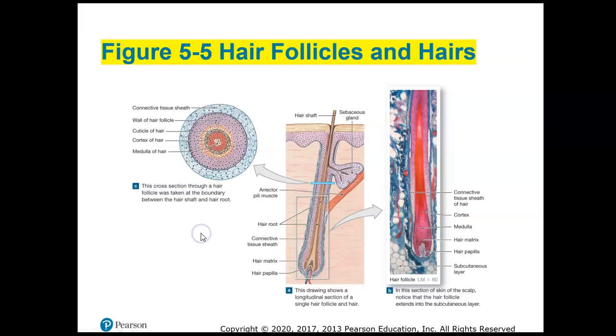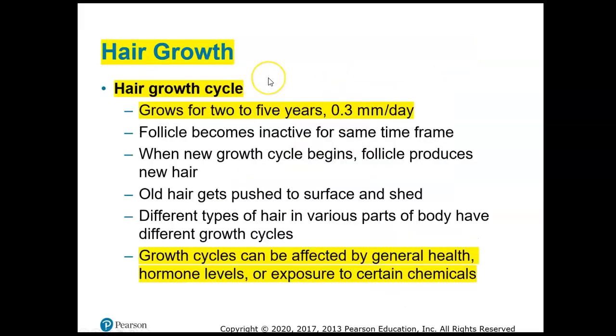As far as the hair growth cycle, we talked about how fast skin cells are shed and replaced. Hair grows for 2 to 5 years, and then it's shed. On average, it grows 0.3 millimeters per day, so it would take 3 to 4 days for it to grow an entire millimeter. But growth cycles can vary among individuals.